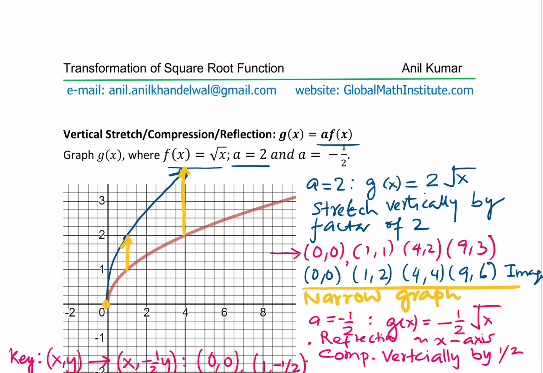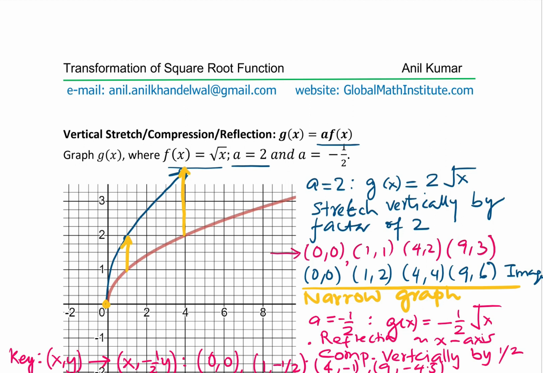The 4, 2 divided by 2 is 1, so minus 1, and 9, 3 divided by 2 is minus 1.5. So those will be the new points.